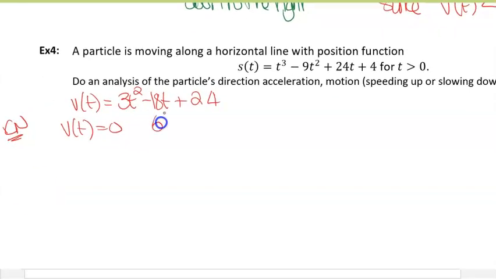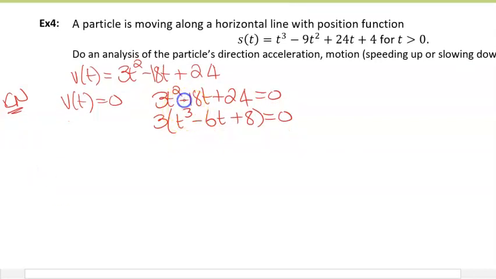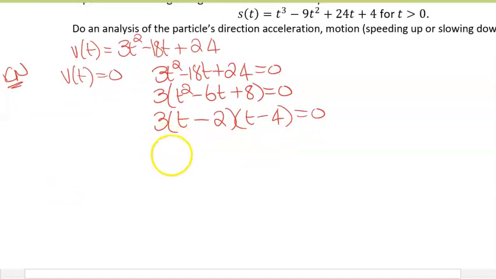It's going to be 3t squared minus 18t plus 24 equals 0. We can factor out a 3, dividing everything by 3. And then factor. So it's going to be 4 and 2, and they're both negative to make positive 8 and negative 6. So t equals 2 and t equals 4.